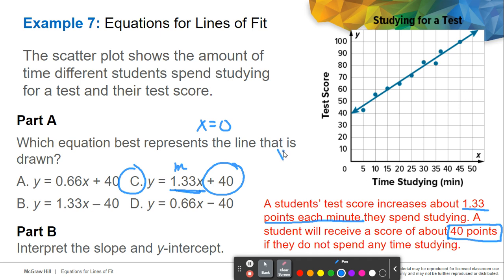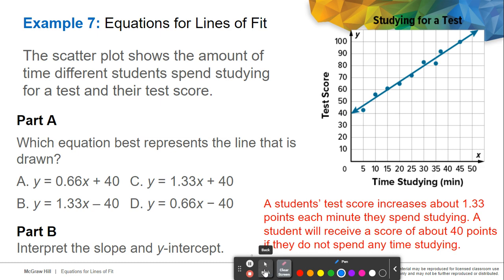So if your x is 1, you spend 1 minute studying, it will become 40 plus 1.33, your score will be 41.33. So it will be increasing at 1.33 every time you study for an additional minute. That's the meaning of our slope and y-intercept for this line of fit. I hope you understand that one.